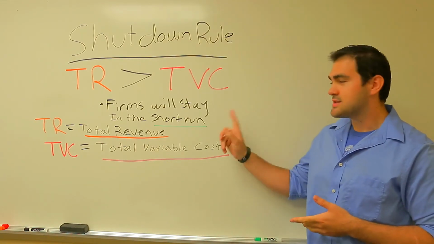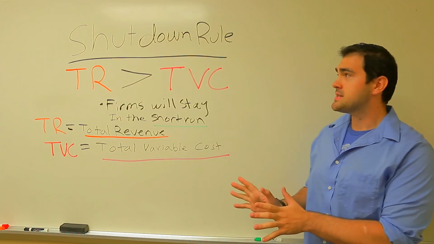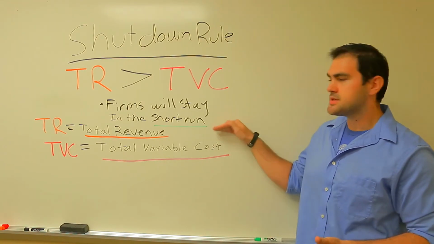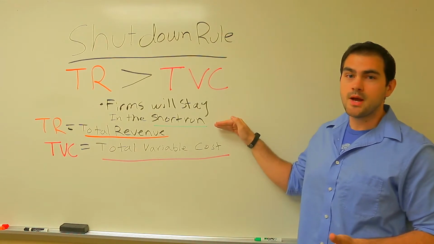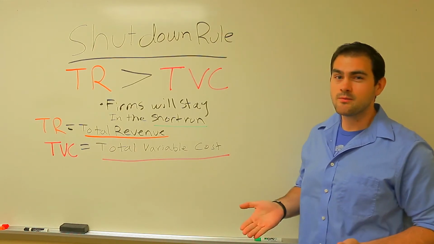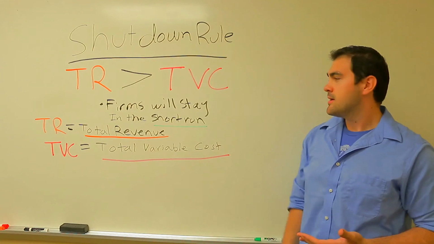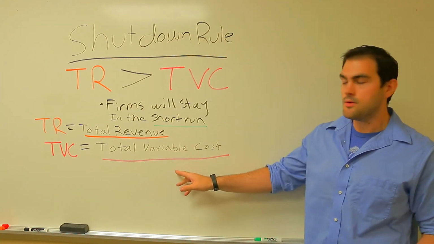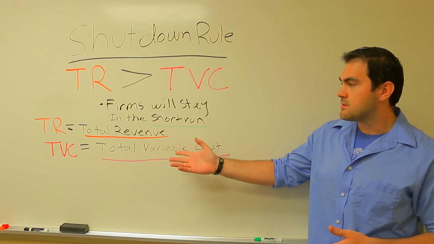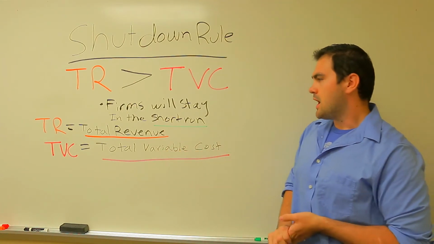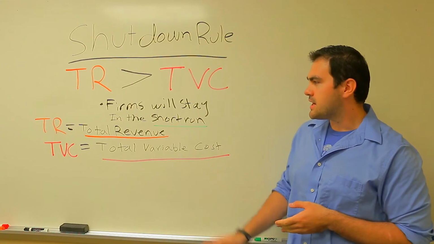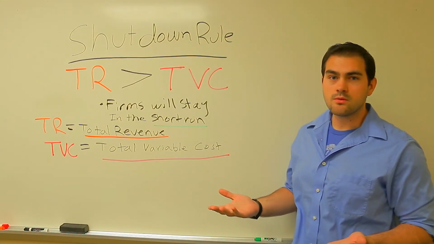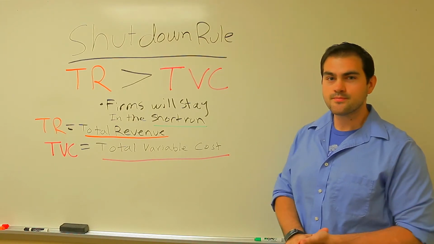Another thing is the key is the short run. When it applies to the shutdown rule, everything applies to the short run, because if we can't get past the short run, we're never going to see the long run. Am I right? And here's some little annotation for you if you don't already know. TR is total revenue. TVC is total variable cost. And for this lesson, that's kind of all you need to know in order to understand the material.